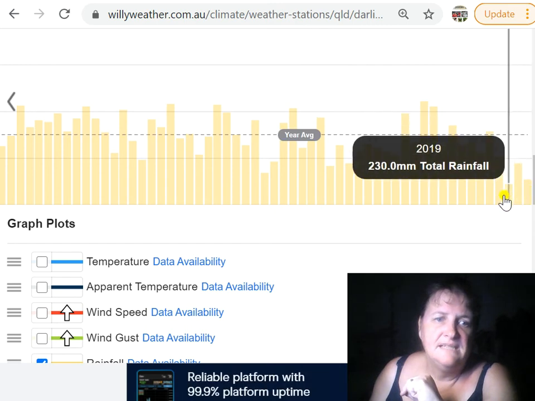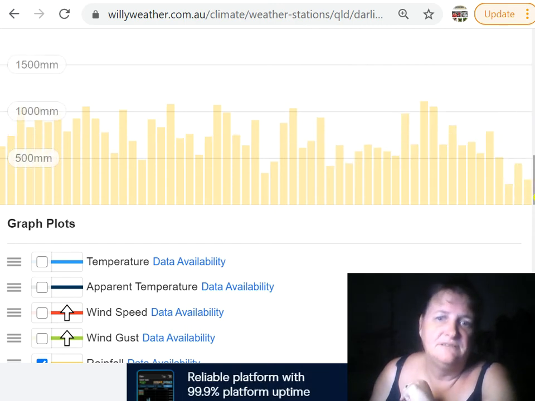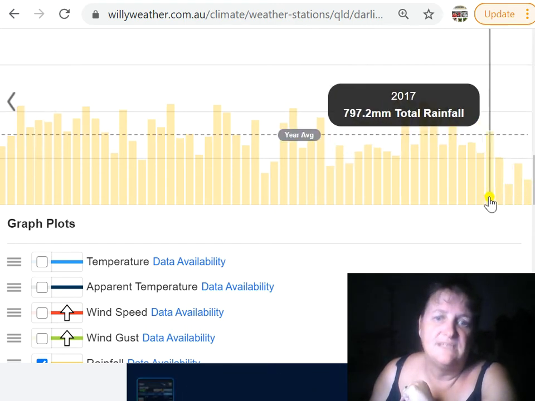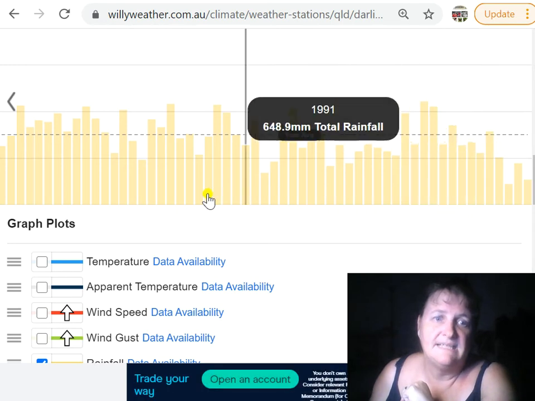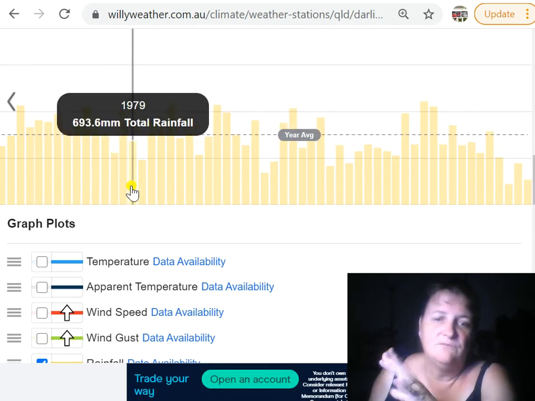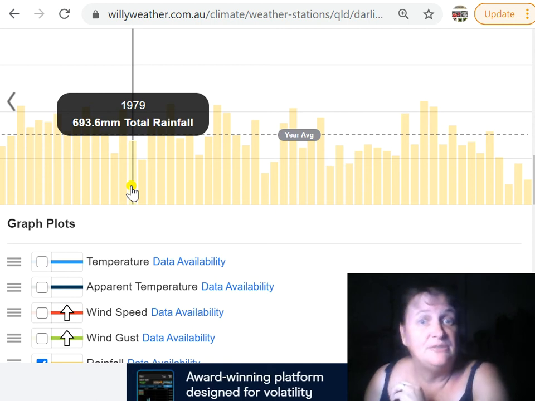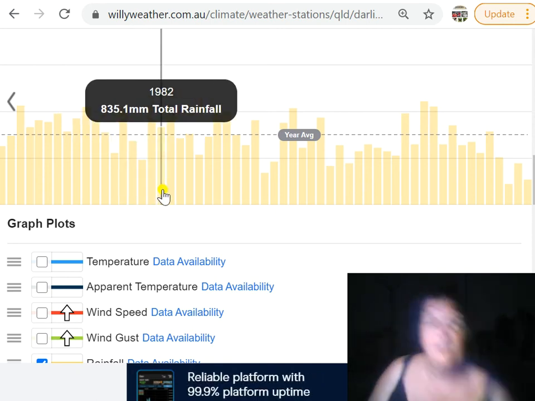But historically we have not had rainfall this low before in this area, and it's a vast difference from what I'm used to in Eagleby. Eagleby's rainfall was a lot higher than this.